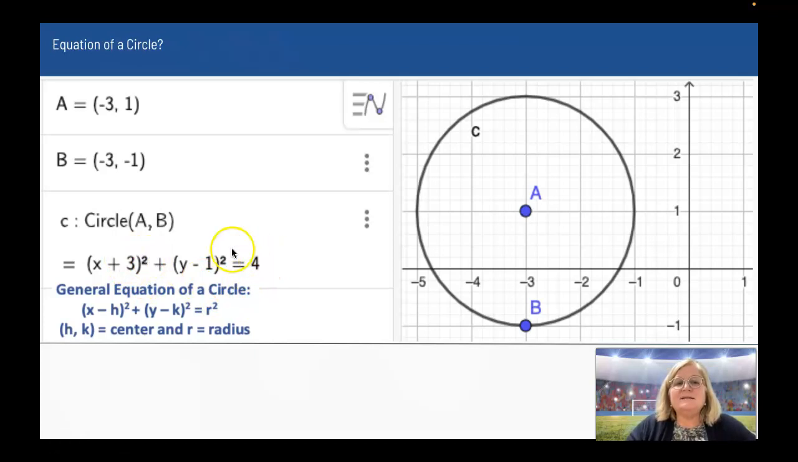Your radius is 2. This distance from A to B here is 1 and then 2. So if my 2 is squared, that's 2 times 2, which is 4. So my equation of my circle is the quantity x plus 3 squared plus y minus 1 squared equals 4.